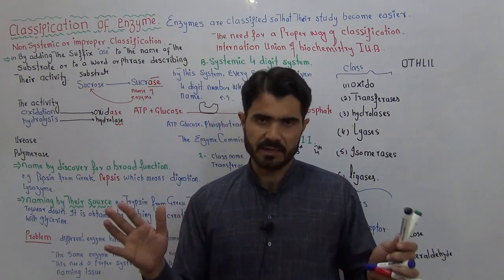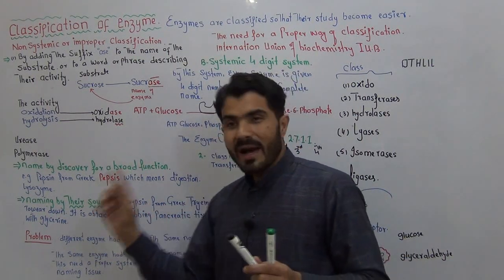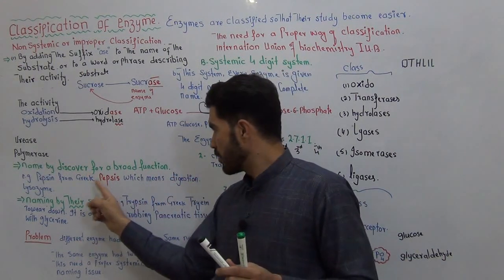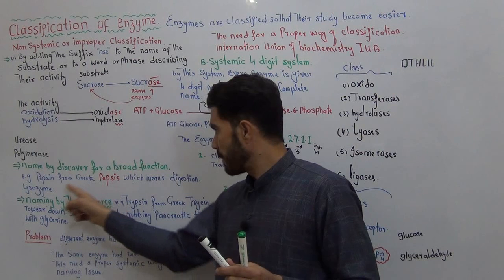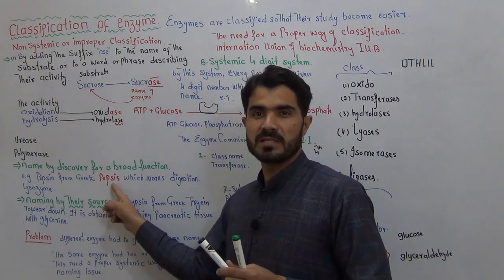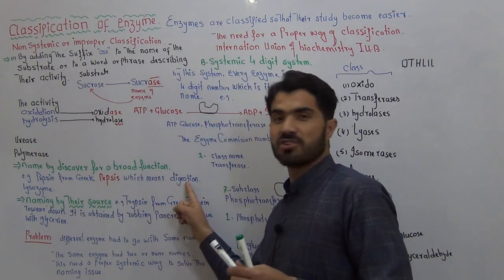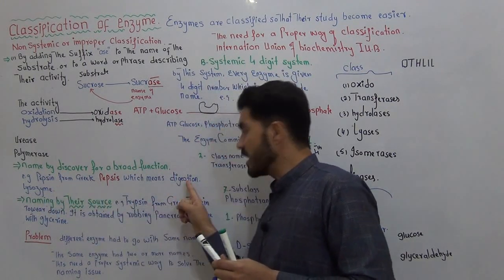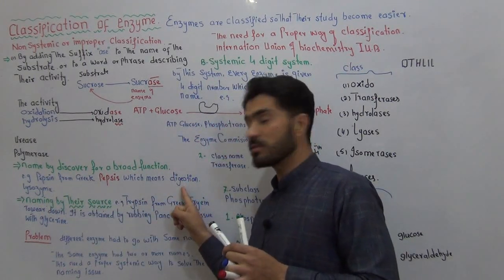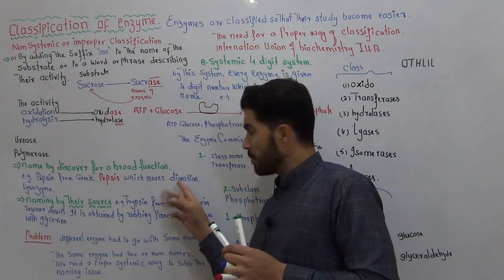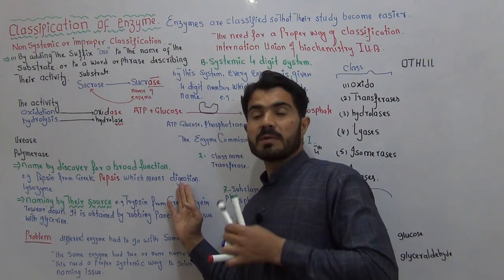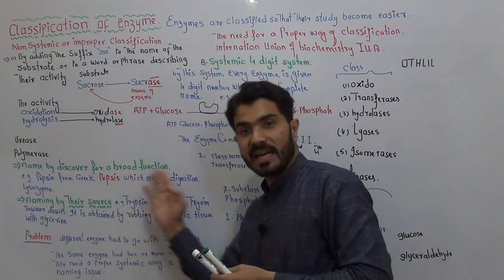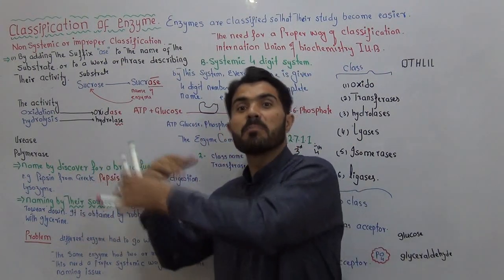This we agree. How did this name come? Because the word pepsin comes from a Greek word pepsis, and pepsis means digestion. Because this enzyme was involved in the process of digestion, the name of the enzyme was given as pepsin. In the Greek, pepsis means digestion. So pepsin.